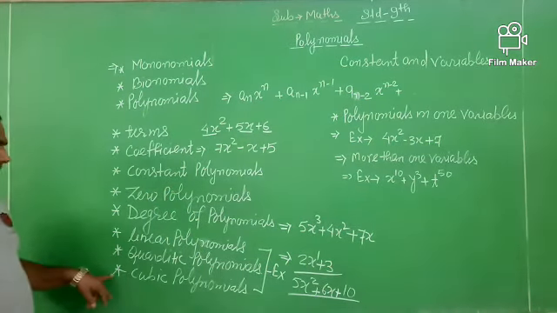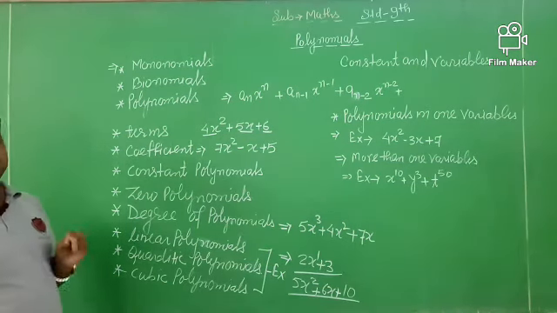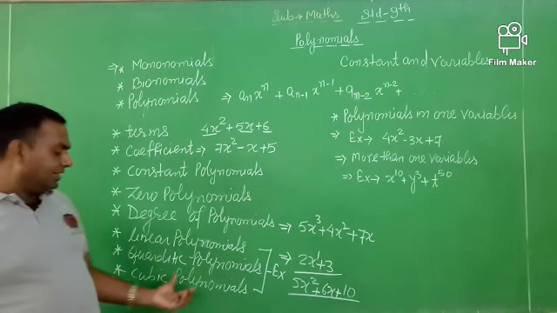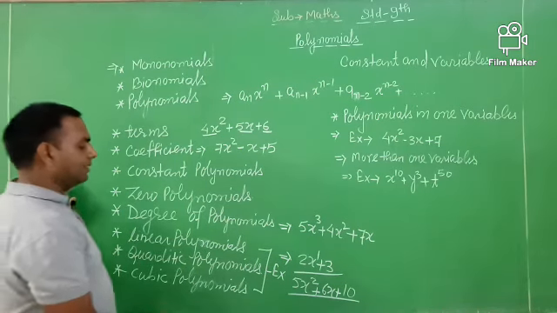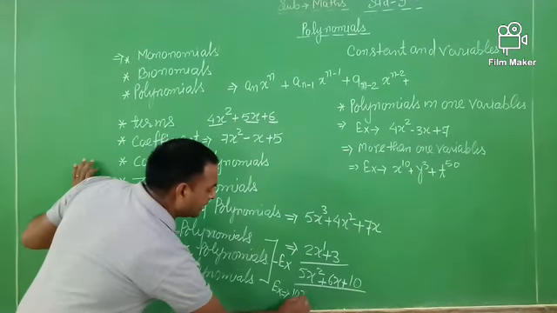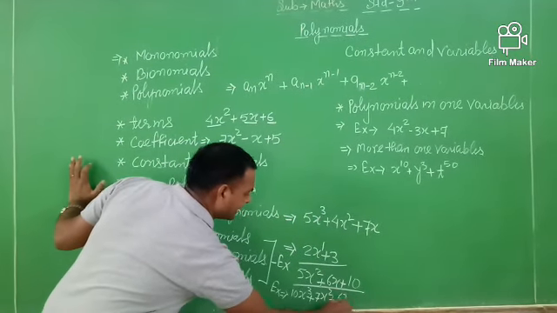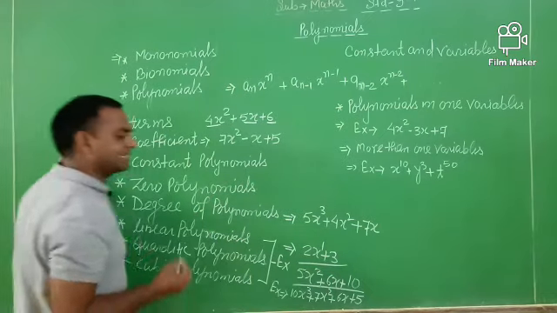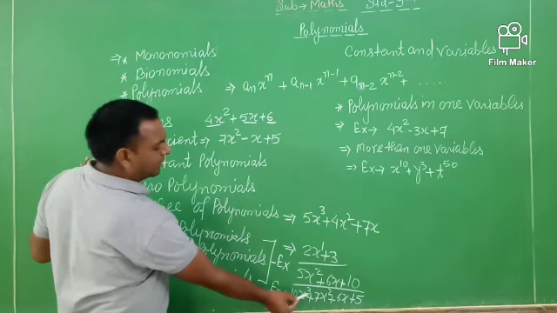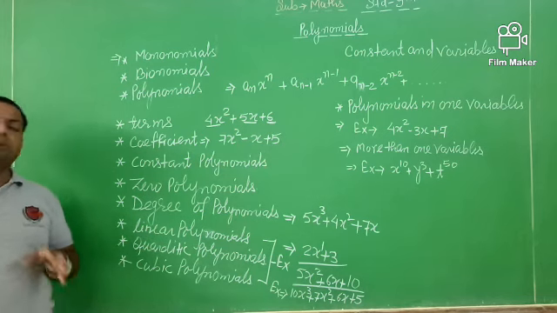Next, cubic polynomials. Cubic polynomial means if the highest power of the polynomial is 3, then you can say this is a cubic polynomial. As an example, 10x cube plus 7x square plus 6x plus 5. This is an example of a cubic polynomial. Here you see that the highest power of x is 3. So you can say this polynomial is a cubic polynomial.